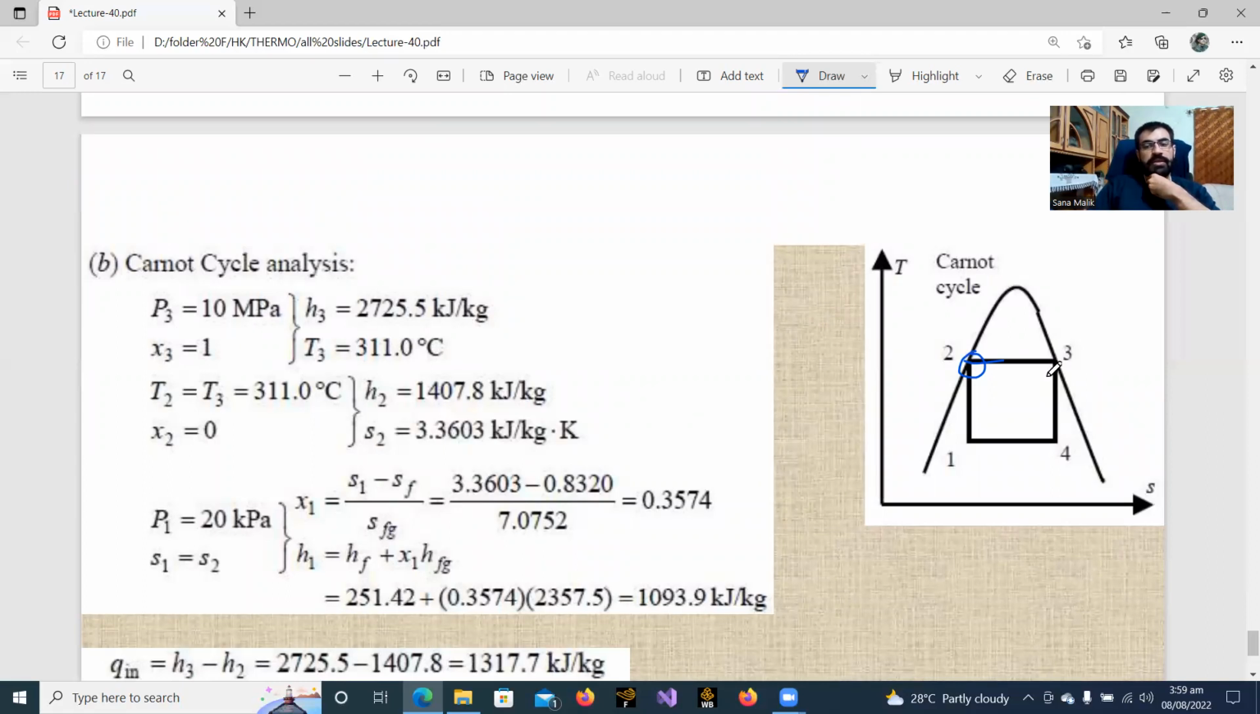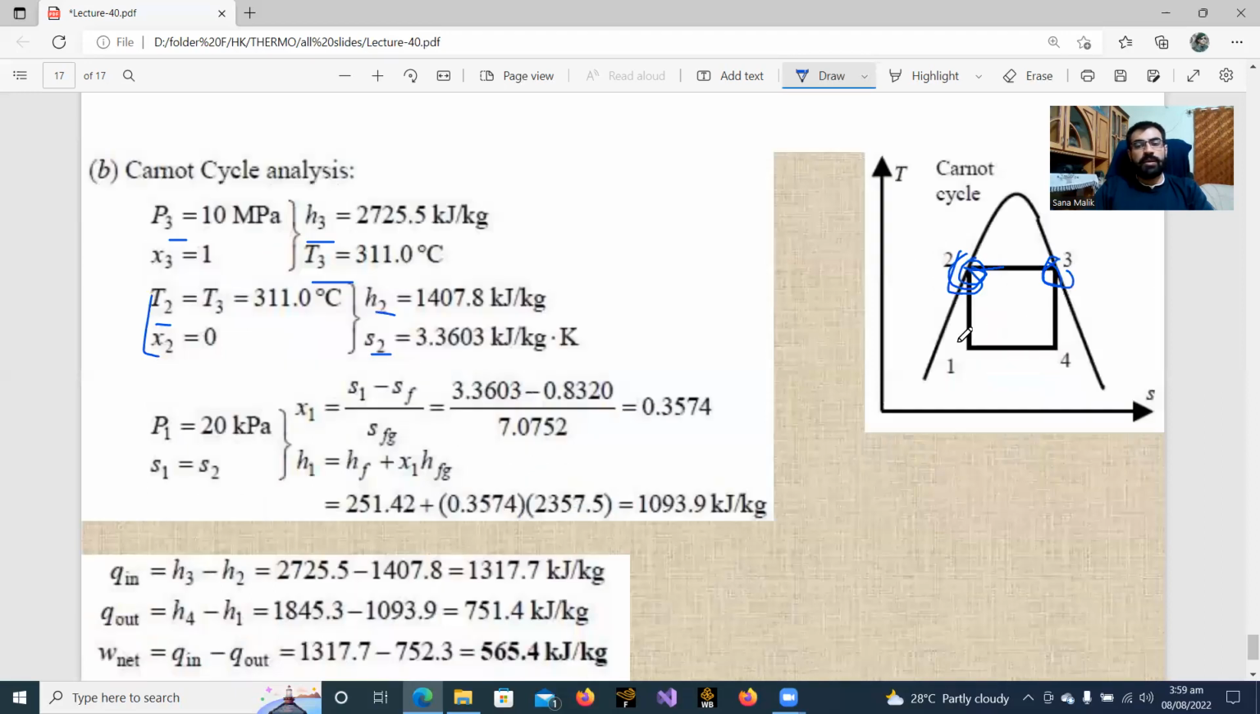For P3, it is saturated vapor, so X3 will be 1, and we'll find H3 from P3. T2 will be equal to T3 as it is a constant temperature, isothermal process. So X2 will be 0 as it is saturated liquid. The quality of saturated liquid is 0. By utilizing these two, we'll find H2.